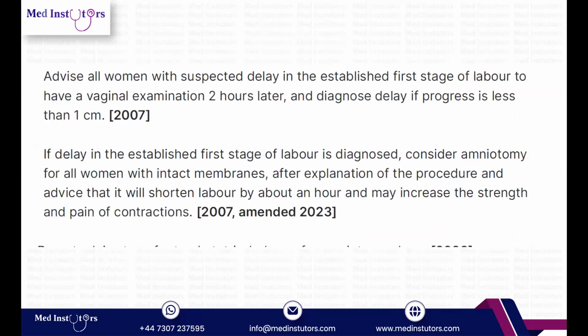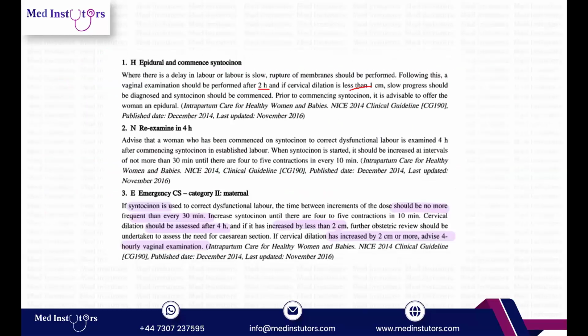Now, after this has happened, advise all women with suspected delay in the established first stage of labor to have a vaginal examination 2 hours later and diagnose delay if progress is less than 1 centimeter. This is for the cesarean section, right? So my first answer was H, epidural and commence syntocinon. I hope this is clear, guys.